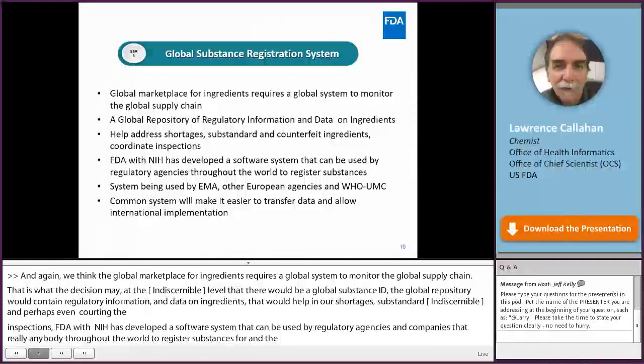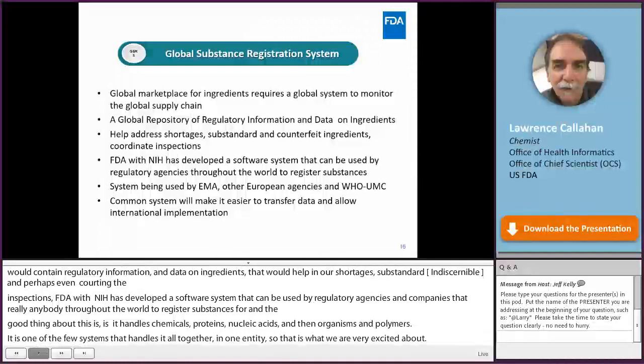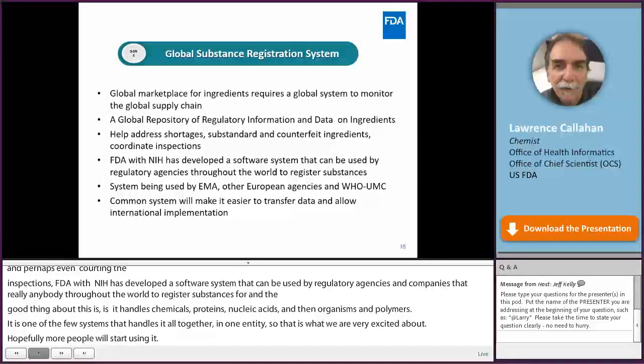And the system is being used by the EMA and other European agencies like BfArM in Germany, and also the WHO UMC group, who we're working with to try to develop a common substance identifier. And we think having a common system will make it easier to transfer data and allow for more readily international implementation.